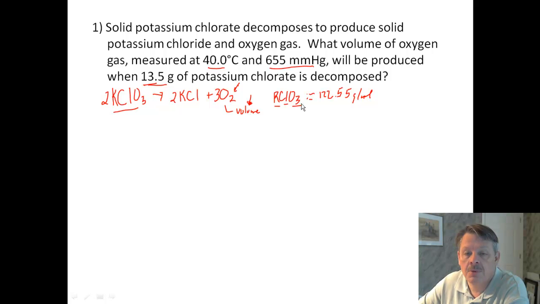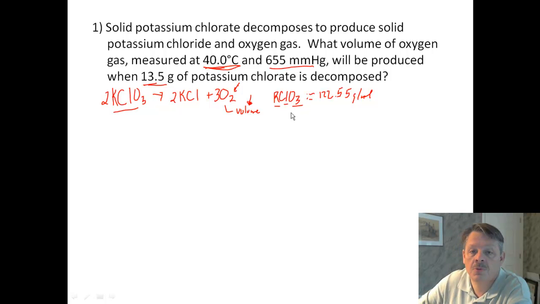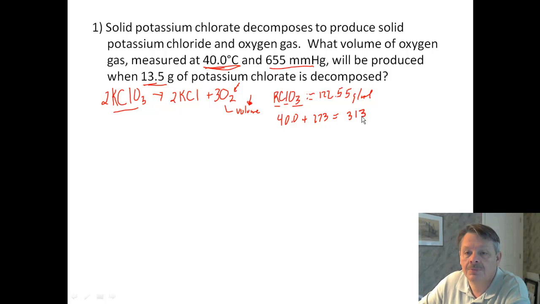So now the next thing we have to do is, while we're in conversion mode, let's do 40. We have 40 degrees Celsius, and we add 273 to that, and that gives us 313 Kelvin. The other thing we can do, well, let's wait a minute, we'll do that in a minute when we decide what R constant we want.